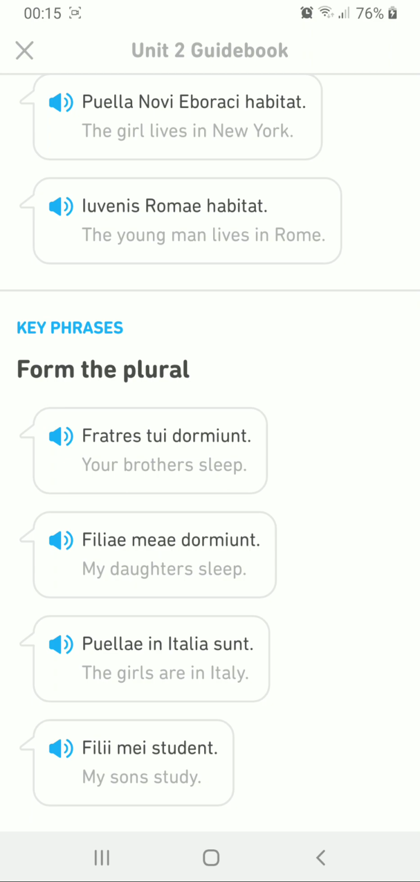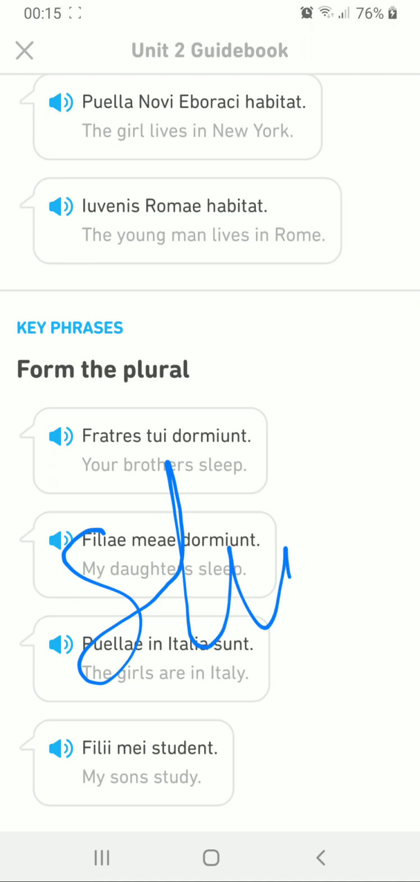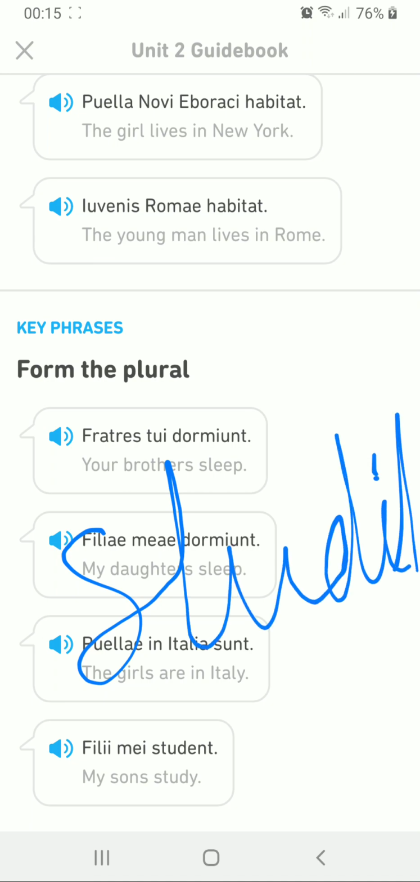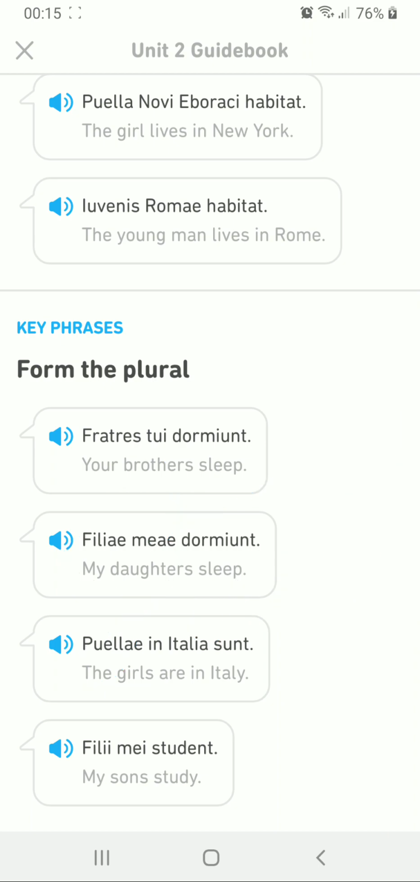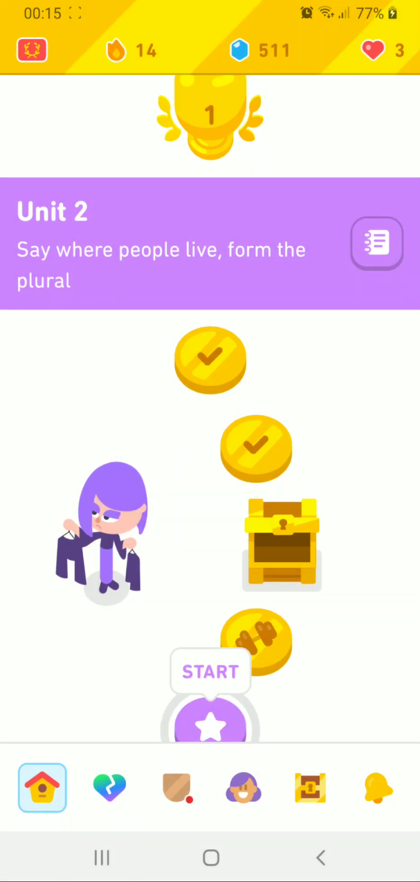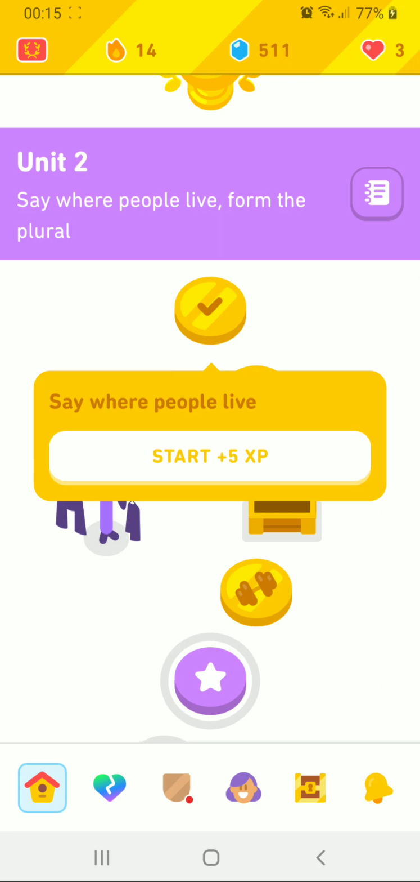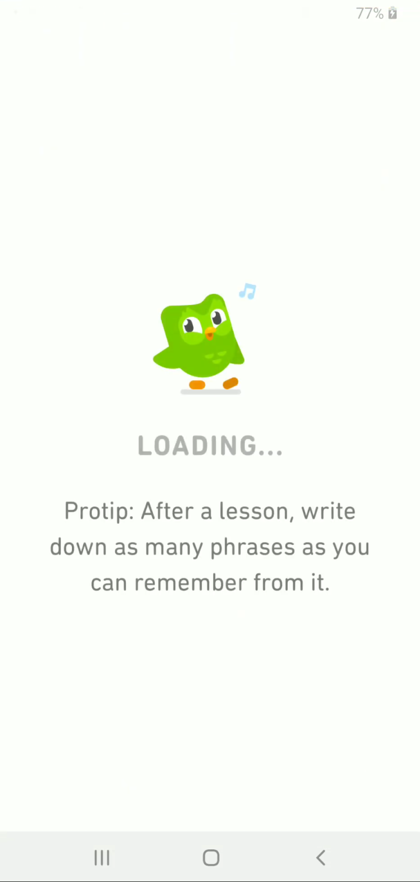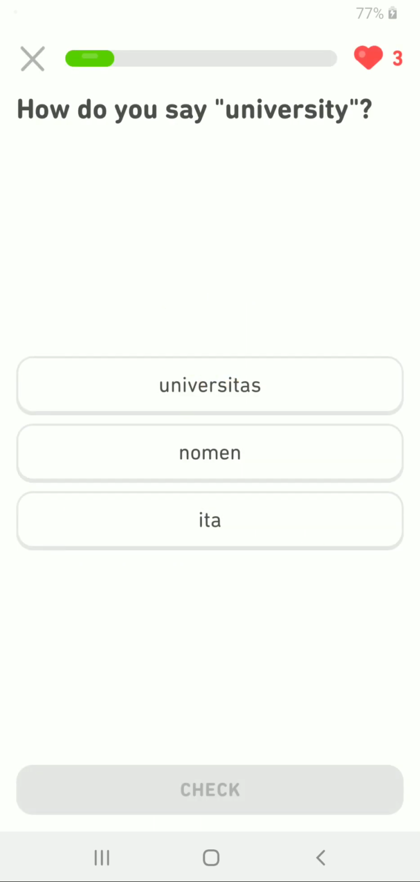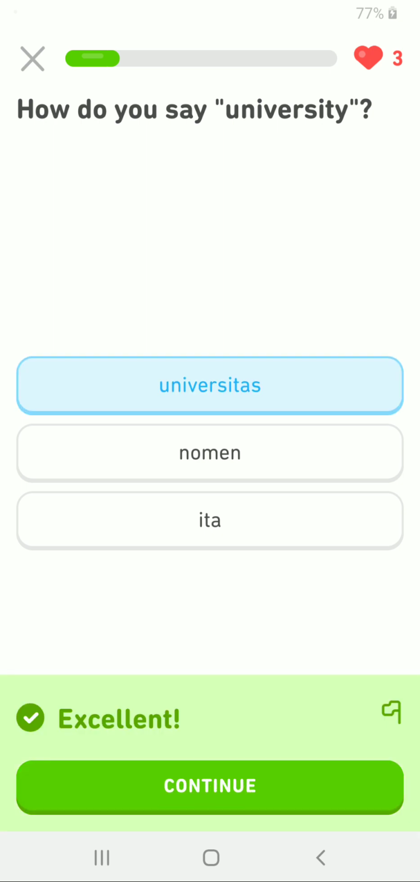Instead of studet, was it? No, student, I guess. Now it's student. Okay, that was the guidebook. And now we're going to do the exercises a second time because we did it before in the previous lessons. And I think this is our lesson 6, if I'm not mistaken. So university, universitas. This is singular.